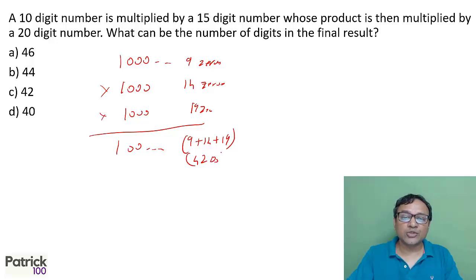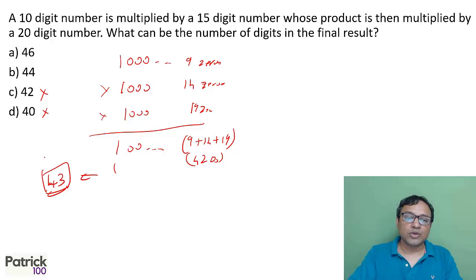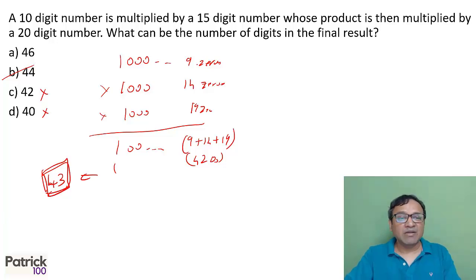If there are 1 and 42 zeros, the number of digits is 43. So that means the smallest possible is 43 digits. So 42 and 40 are ruled out. Technically we can mark 44 as the answer because 43 is possible and 44 should be possible. 46 becomes not possible, but anyway, we'll try it out.